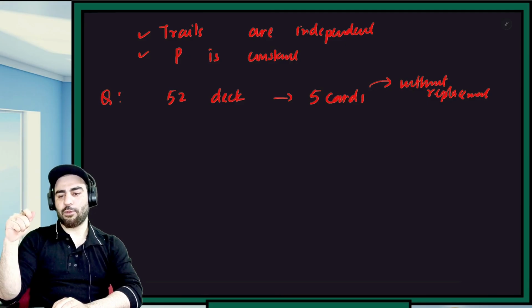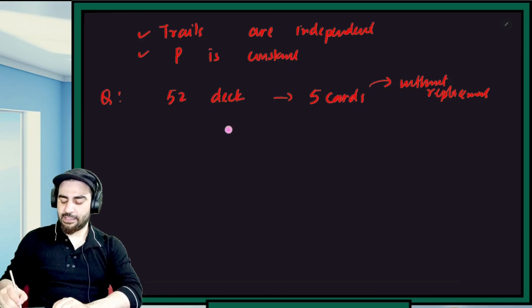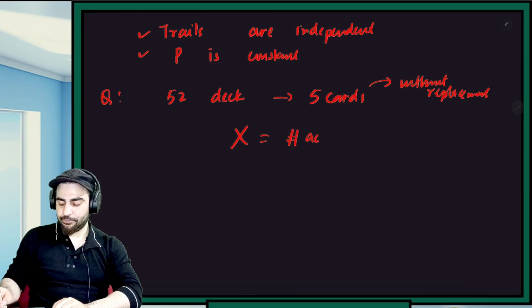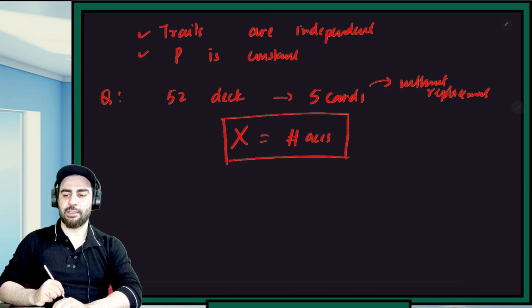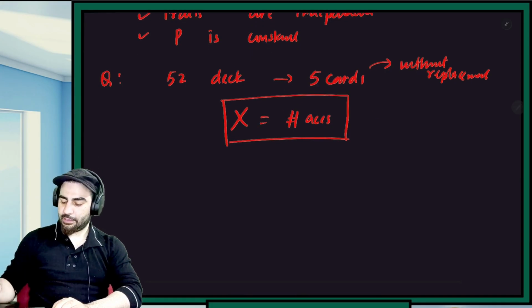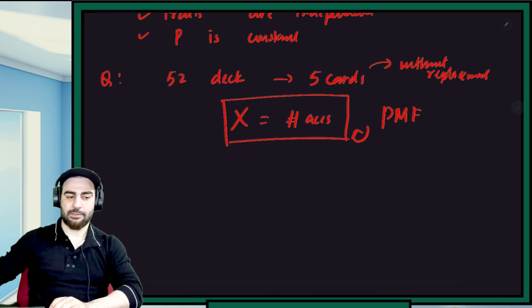Okay. Now what you have to do is, because you know that the deck has 4 aces, let's suppose X is a random variable which defines the number of aces. So X defines the number of aces. This is a random variable. Okay. So can you construct the PMF for this random variable? For the number of aces, can you construct the PMF for this?